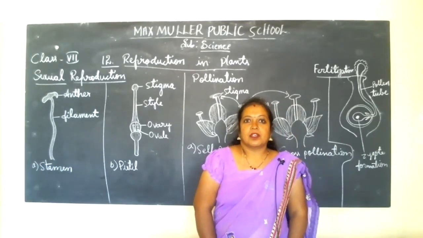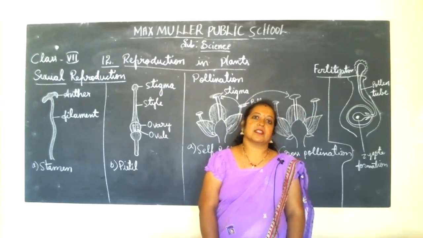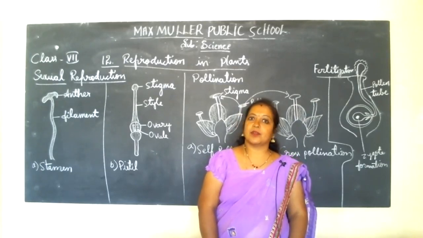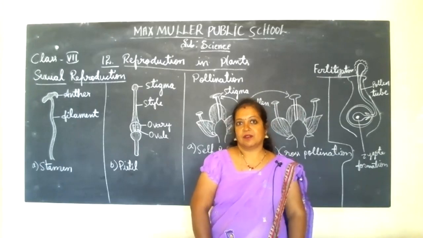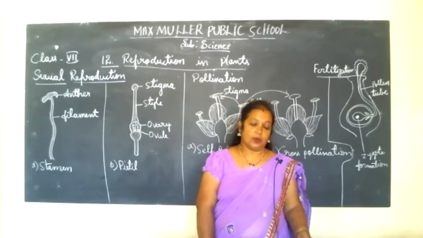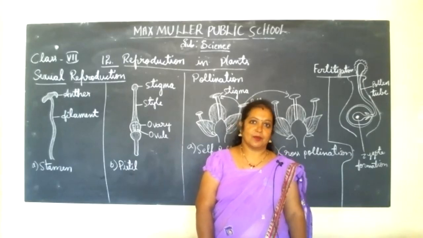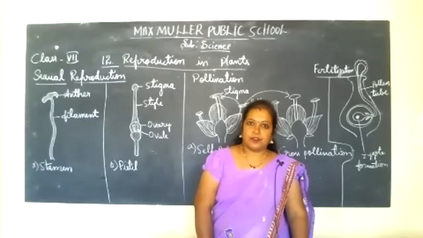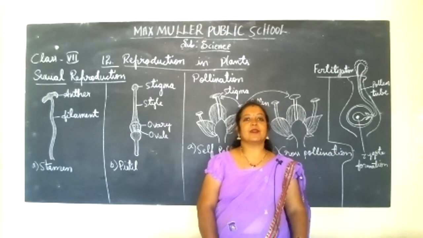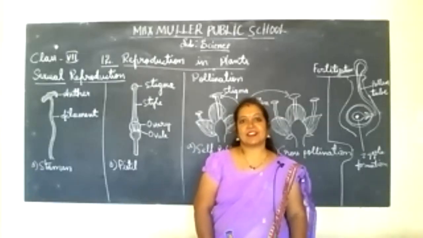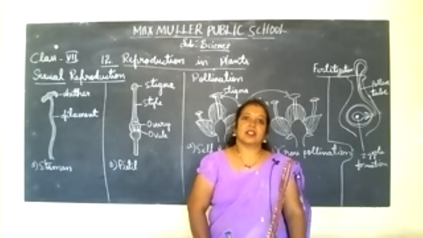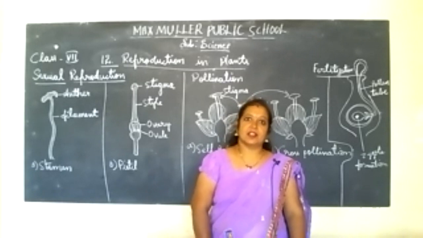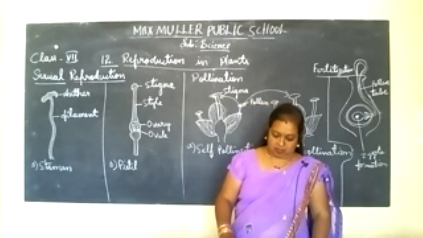You know already that in the previous class I started lesson number 12, reproduction in plants. I gave this introduction in the normal class, when you were coming to school. For a few sections, I completed only one section, 7A, and for the remaining I did half of the lesson. So I am doing this one again for your explanation.